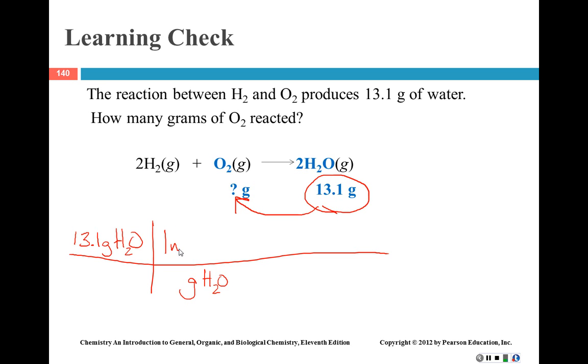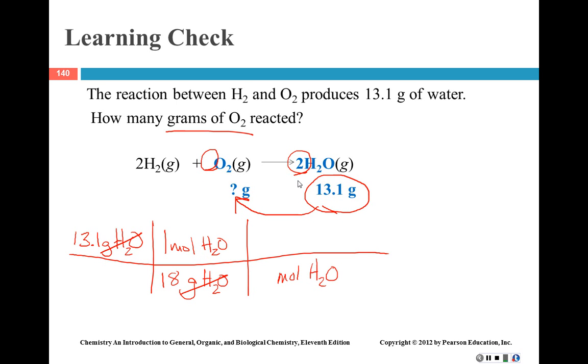So 1 mole of water is going to be 18 grams of water. Same thing. So then I can cancel. And then what am I trying to find? I'm trying to find grams of oxygen. And how do I get from grams of water to grams of oxygen? Well, I'm going to have to get from moles to moles. And I know that moles of water will have to be on the bottom so that it can cancel out the moles that were on top in the previous one.